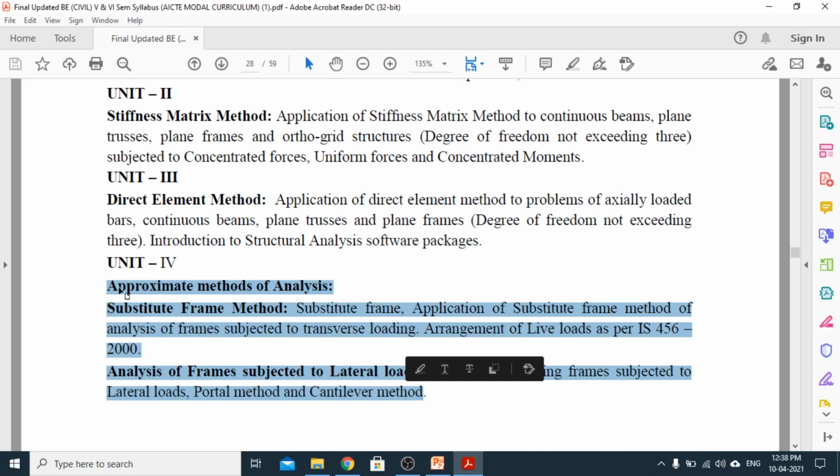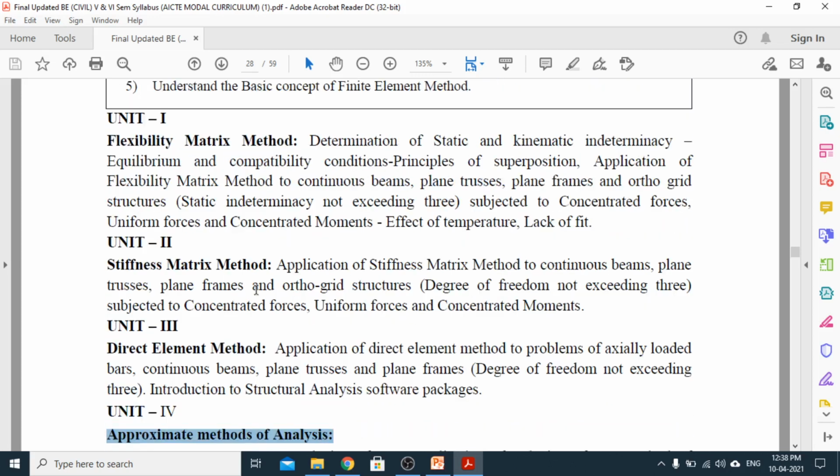So in approximate method of analysis, we have very quick methods to calculate moments and very quick methods to calculate reactions. All these things we'll see in this subject particularly. And when we consider flexibility matrix method and stiffness matrix method, these two methods are completely interlinked with each other. What will be coming in each unit, we'll see in the classes itself.